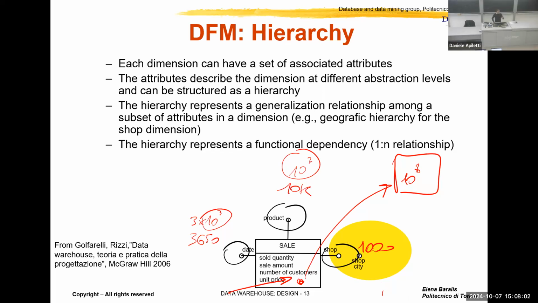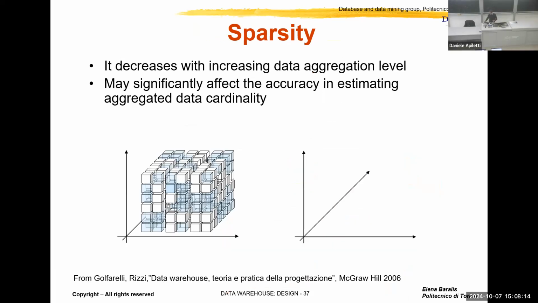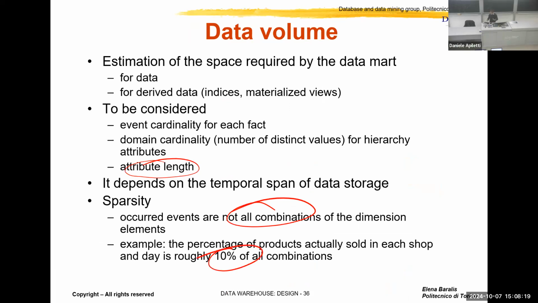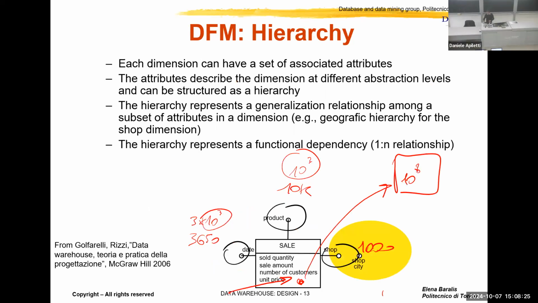If I introduce sparsity, so if I say not all the products are sold in all the shops in all the dates, but as in the slides here, we decided it's 10% of all the combinations, this affects our computation, because if it is 10% only, this becomes 10 to the power of 7. Only 10% of the combinations are actually present. This is true if you stay at the lowest level of granularity, which is shop, date, and product.